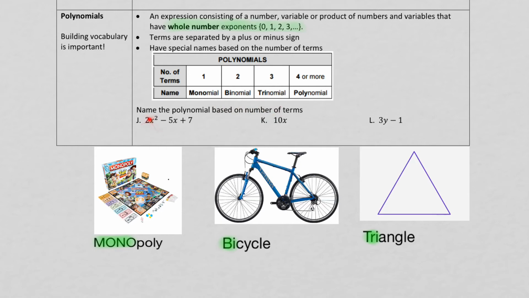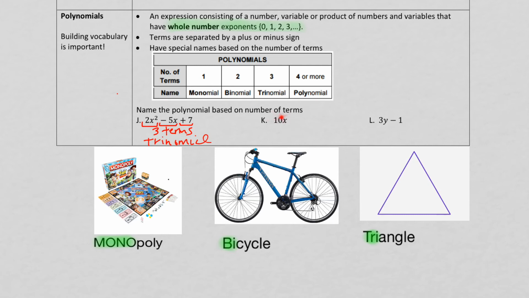So in example J, remember that terms again are separated by a plus or minus sign. So in this example, I'm going to have one term here, 2x squared is a term, and then this minus sign separates the next term, so then minus 5x is the second term, then plus 7 is a third term. So this has three terms. So if we have three terms, then we call this a trinomial.